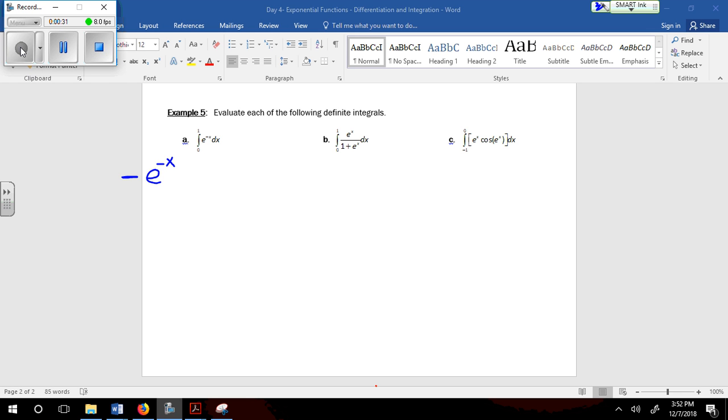Think about if I were to take the derivative of negative e to the negative x, I would want it to equal what I started with. So I have to have that negative in front to make it end up being positive. Otherwise, there would be a negative answer there. And so we're doing this from 0 to 1. So that is negative e to the negative 1 minus negative e to the 0.